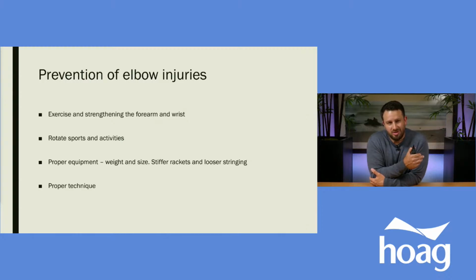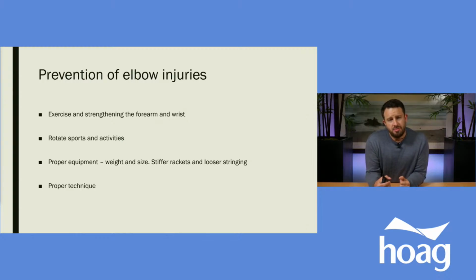Again, you'll see a common theme here: strengthening of the forearm and wrist muscles. Going back again to the shoulder injuries, you want to be able to rotate sports and activities because, again, the lateral and medial epicondyle injuries tend to be overuse injuries. So the more that you can rotate and not play those racket sports or golf day after day, the less likely you are to have overuse injuries.